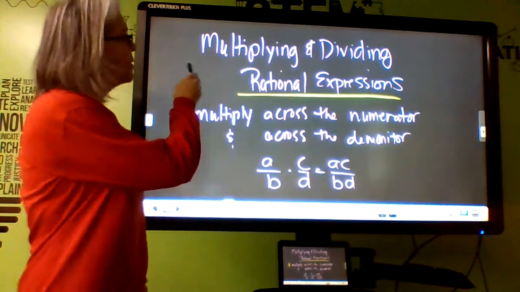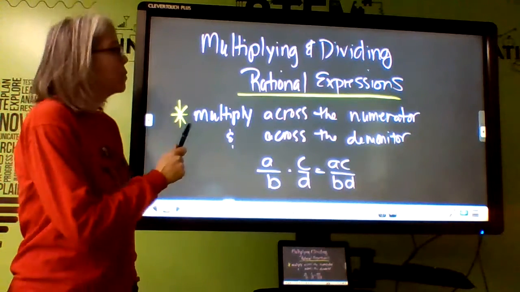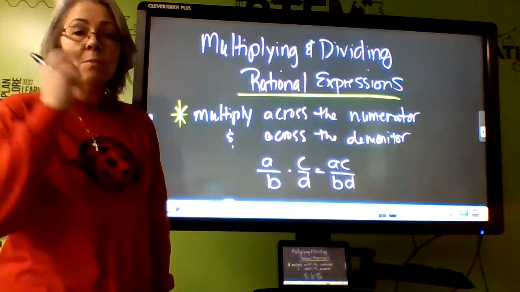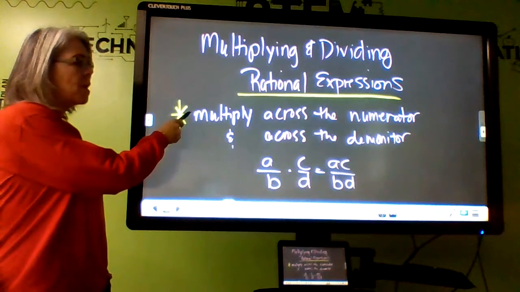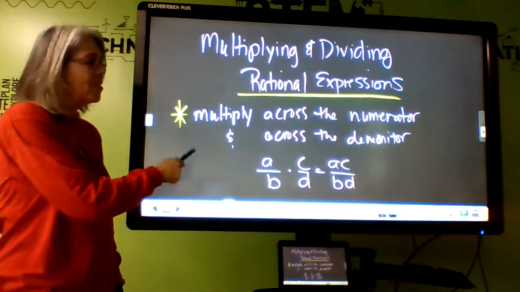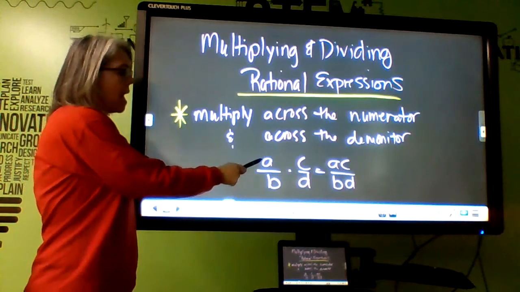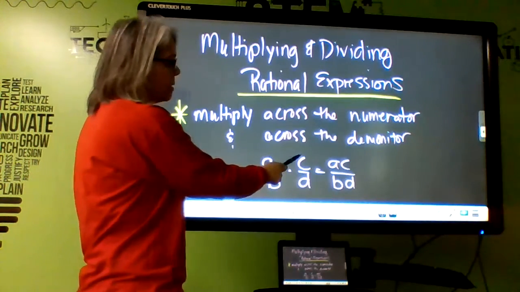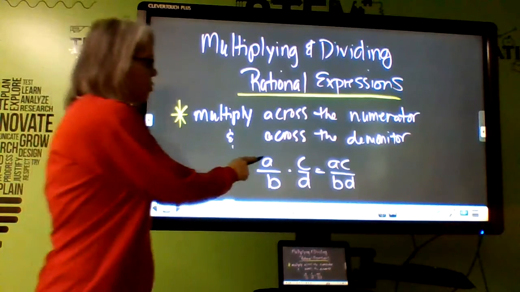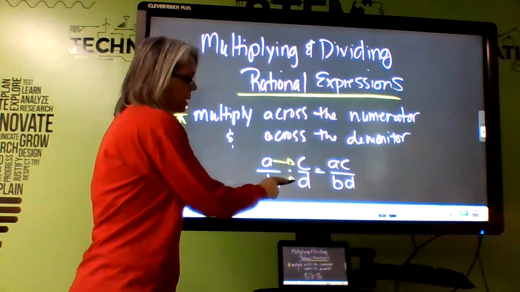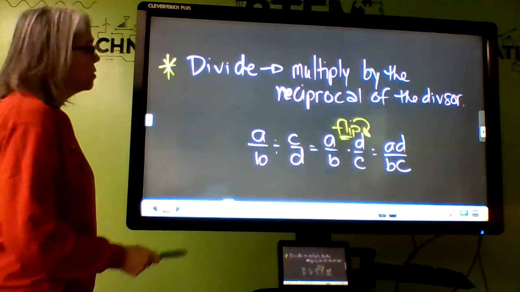Okay, we're going to multiply and divide rational expressions today. Remember, when you're multiplying and dividing rational expressions, it's the same as when you're multiplying and dividing rational numbers. You multiply across the denominator and across the numerator. So for example, A divided by B times C divided by D equals AC over BD. Straight across the top, straight across the bottom. It's the same with polynomials. So this is just a review.